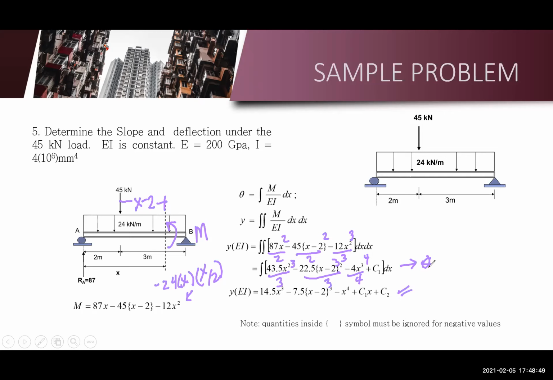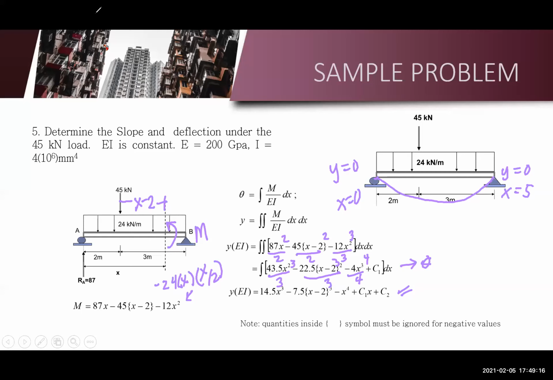And then, boundary conditions. Let's go back to the deflected shape. Right? This will deform this way. So, we have y here at this support, and y also at this support. So, at x is equal to 0, and this other one, x is equal to 5. Again, this will be used to get the value of your C1 and C2.